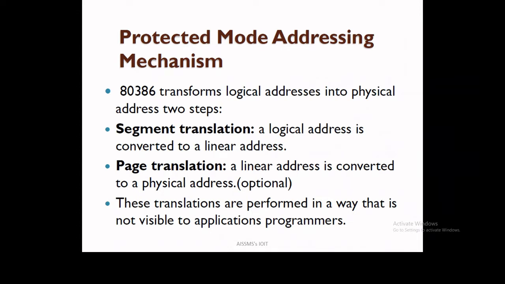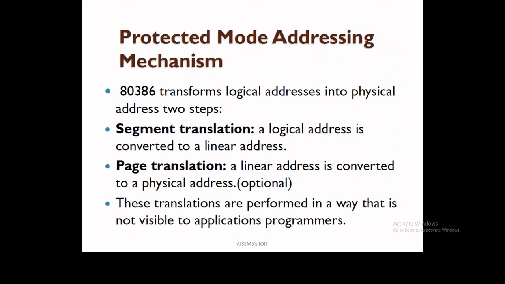As one of the modes is protected mode, we will see how the address is translated from logical address to physical address. So 80386 transforms logical addresses into physical addresses. It takes two steps to translate a logical address to a physical address. The first step is segment translation, in which 80386 transforms the logical address into the linear address.